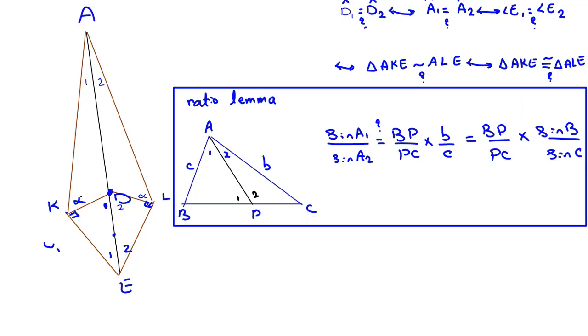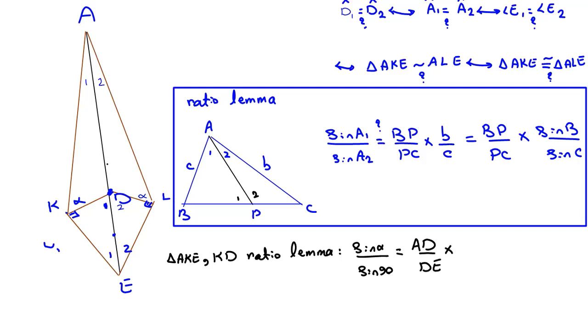Okay. Now, if I use the ratio lemma in triangle KAE, and here AP, here KD, ratio lemma, then we can say sine alpha over sine 90 equal to AD over DE, okay, AD over DE times, you can say, KE over KA.